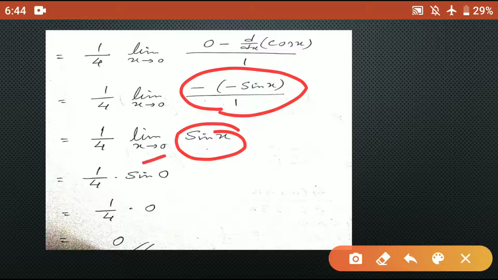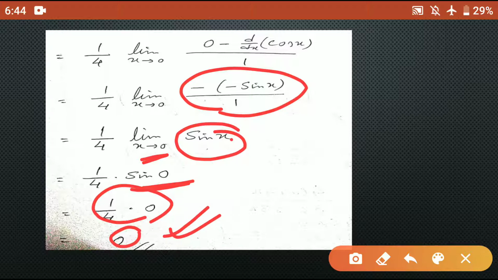Now you put x equal to 0 in place of x. So it is sin 0. Sin 0 means 0. So 1 by 4 into 0 means 0. Now your answer is 0. Your answer may be 0.